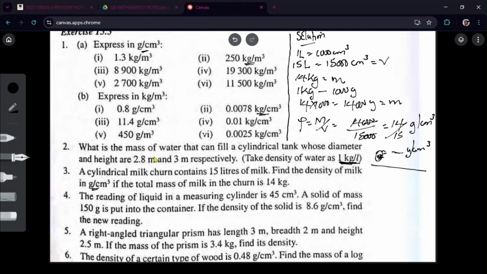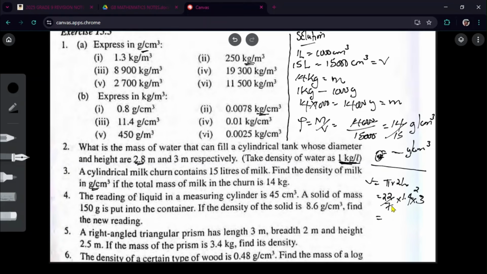I need to get the volume, and you know the volume of a cylinder is pi r squared height. You have your cylinder, which is pi, 22 all over 7. You multiply by radius. They are telling the diameter is 2.8. So the radius, you take this one divided by 2, so it will be 1.4 squared. Then you multiply by the height. Height is 3 meters. So get for me this one.